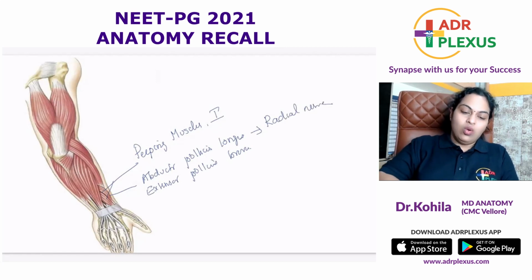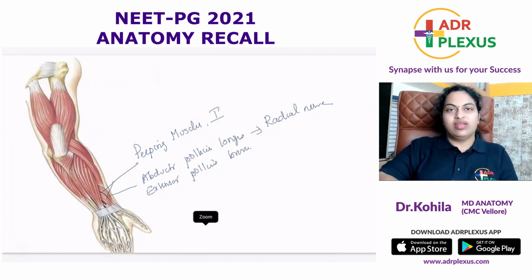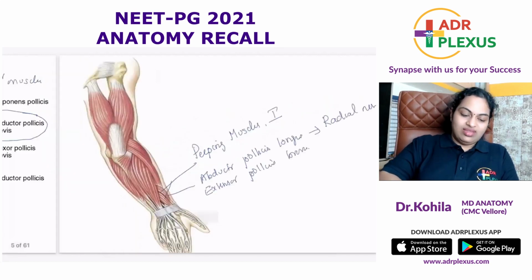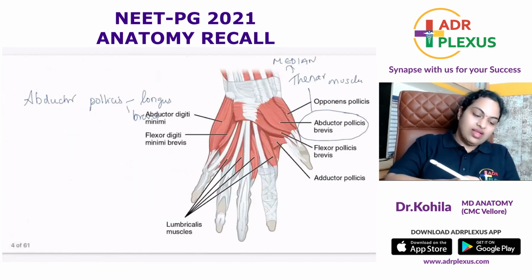Now, do you have a confusion? Which is the nerve involved in this case? Radial nerve or median nerve? I'm telling you it's median nerve. Why not radial nerve? There lies the secret. Abductor pollicis longus, abductor pollicis brevis. Where is the insertion of these two muscles?